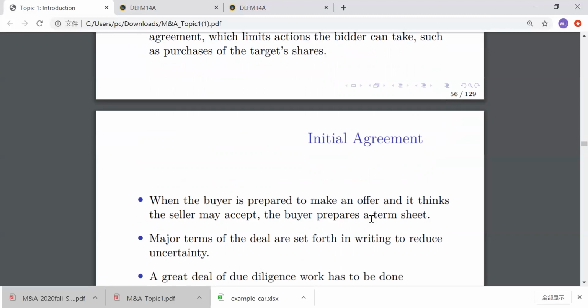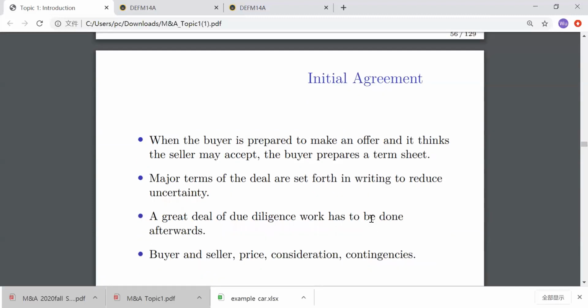And when the buyer is prepared to make an offer, after they get access to those proprietary information, then they should be prepared to make an offer. And if they think that the seller might accept the offer, then the buyer will prepare a term sheet. And on the term sheet, the major terms of the deal will be set forth in writing in order to reduce the uncertainty.